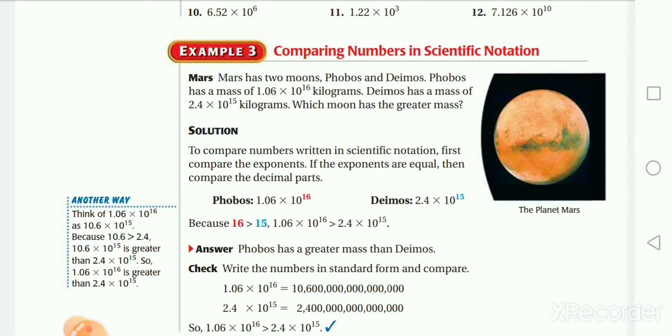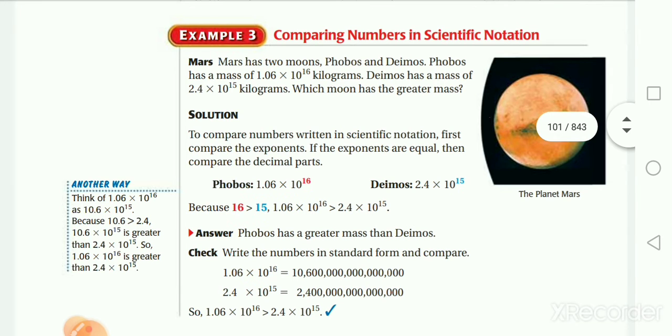Comparing numbers in scientific notation, I have here another way. Mars has 2 moons, Phobos and Deimos. Phobos has a mass of 1.06 times 10 to the 16th power kilograms. Deimos has a mass of 2.4 times 10 to the 15th power kilograms. Which moon has the greater mass?